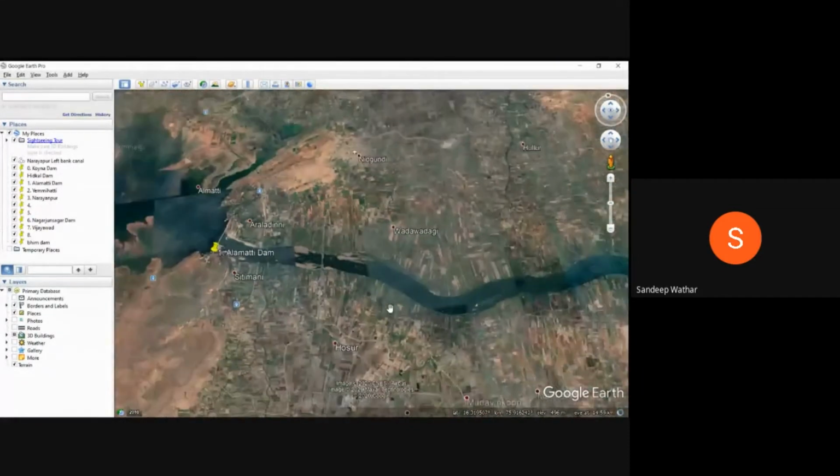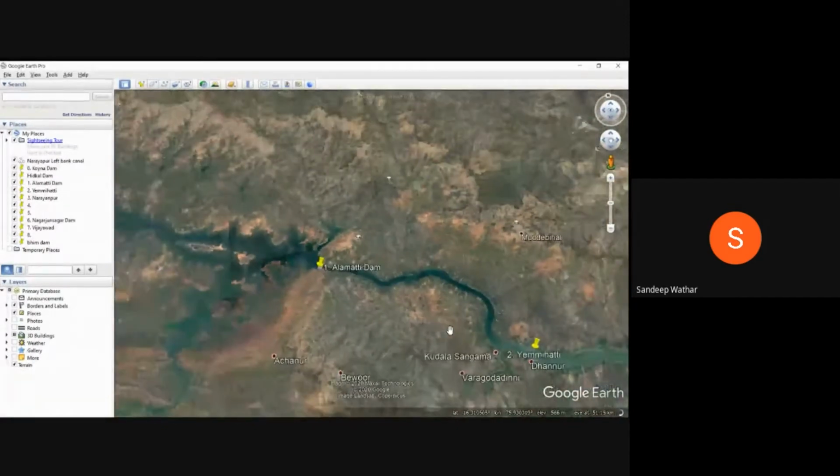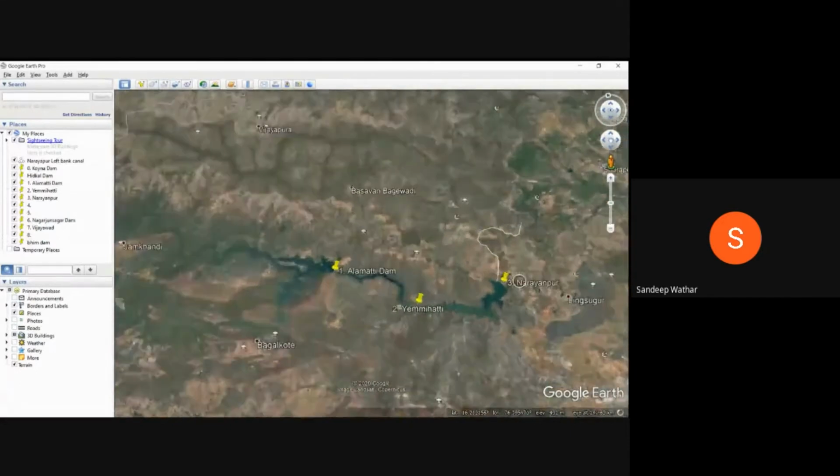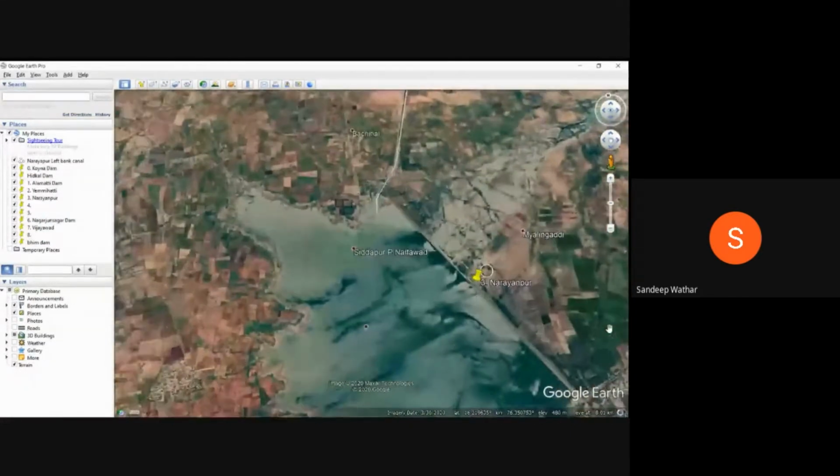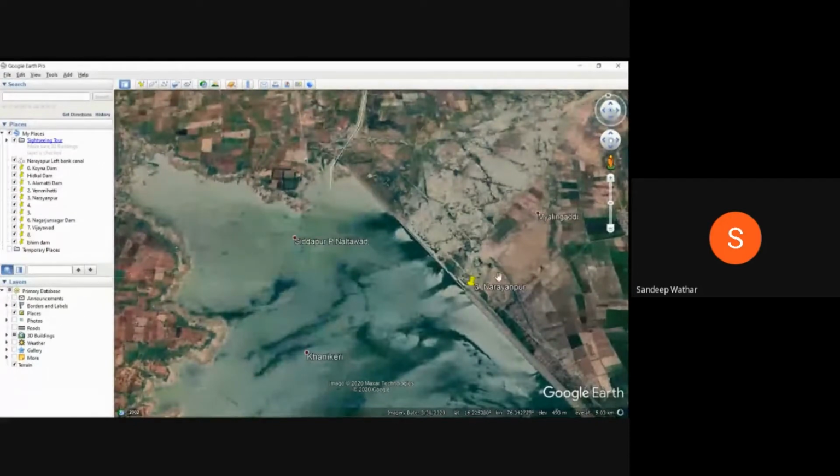I'll show you another dam that comes on the downstream side of Almatti, which is Narayanpur Dam. Actually, it was a barrage. Now it has been converted into a dam. So I'll tell you the difference between a barrage and a dam. A barrage is a structure which can also be used for transportation. It doesn't merely act as a barrier or obstruction to the flow of water, it also acts as a transport route.